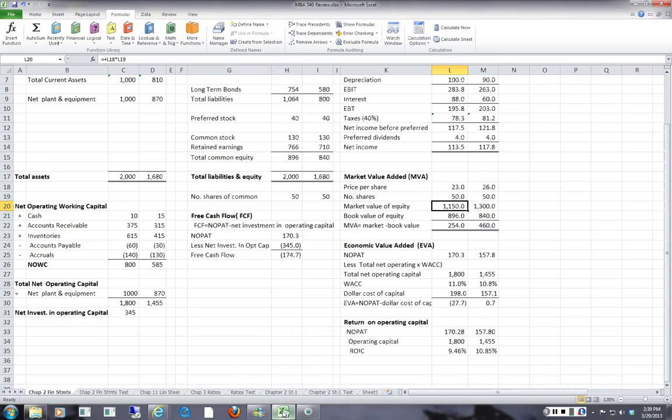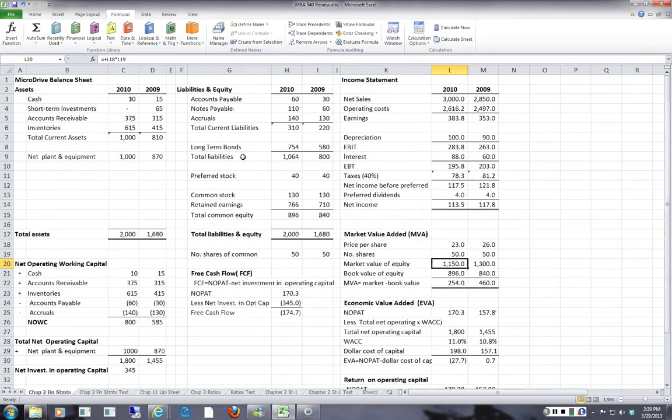Hi everybody, it's me again, and I wanted to show you a chart here that I've got of MicroDrive balance sheets and assets, liability, and the balance sheet which shows the assets and the liabilities and equity, and then over here is an income statement. What we're going to do is analyze this and determine what the net investment in operating capital is between 2010 and 2009.